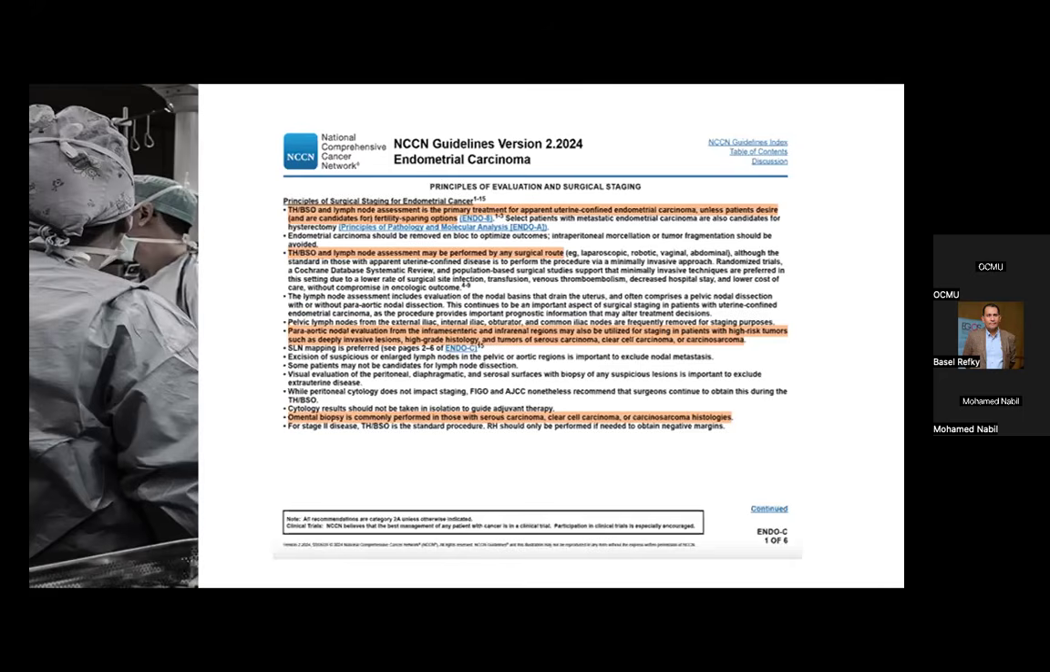So, in brief, in the endometrioid adenocarcinoma, in the low-grade early stage, we just do the hysterectomy. In the deeply invasive lesions, we do the hysterectomy and lymphadenectomy. And in the high-risk disease, we do the hysterectomy, pelvic and para-aortic lymphadenectomy, and omentectomy.